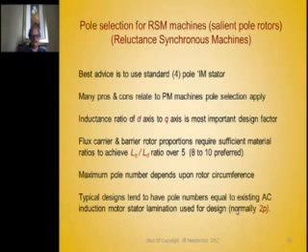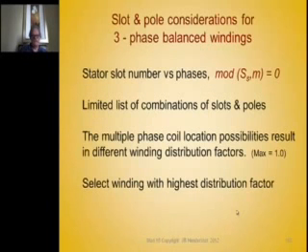And the maximum pole number that is allowed is similar to the induction motor, not because of leakage, but because of the ability to produce a high inductance ratio, so that you need a certain arc length, a circumference arc between the Q and D axis, to be able to get a decent inductance ratio. Typical designs tend to have pole numbers equal to an AC induction motor of the same capacity.